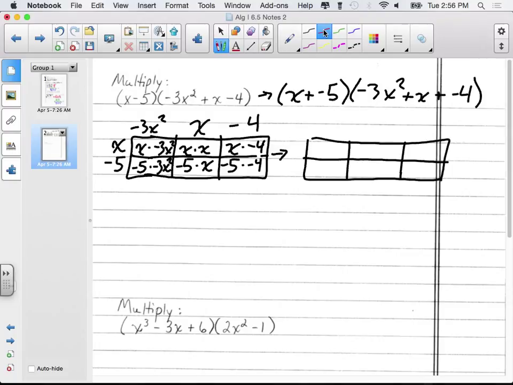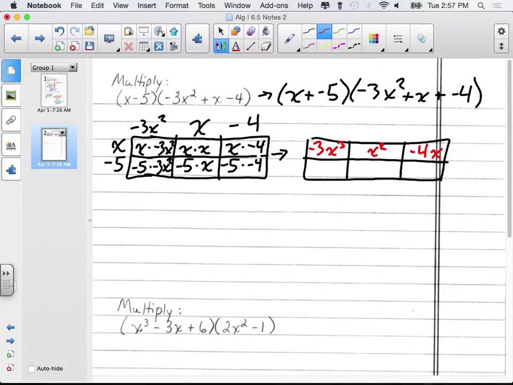All right, so top left box, x times negative 3x squared. What should go in this box? Negative 3x cubed. How about the middle top one? X squared. Last one, -4x. Okay, bottom left one.